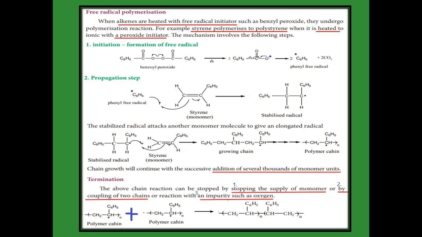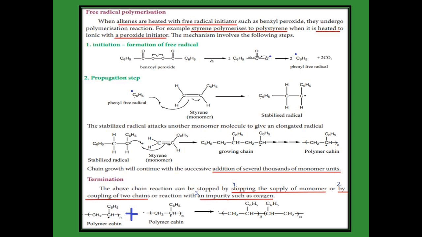When the phenyl free radical adds to styrene, we get a stabilized radical. In the stabilized radical, the formula is C6H5-CH2-CH-C6H5, and the carbon becomes a radical. One electron, one dot, is given, called a free radical. Now the stabilized radical attacks another styrene monomer and forms the growing chain. The growing chain adds several thousands of monomer units, and we get the polymer chain.